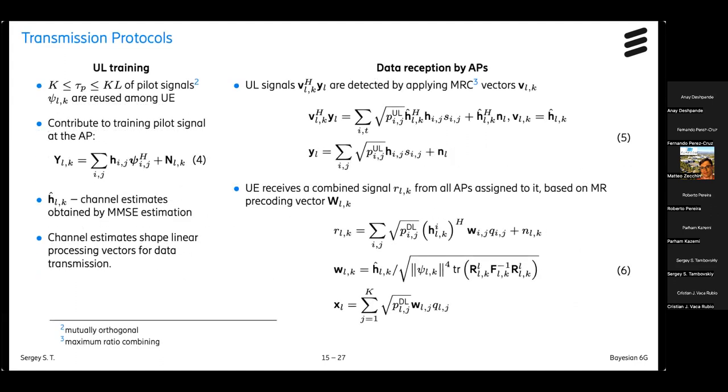When it comes to the transmissions themselves, we can divide reception by access points. So the most important parts here are located in the second section, where we have our control variables: uplink power and downlink power for each and every link.